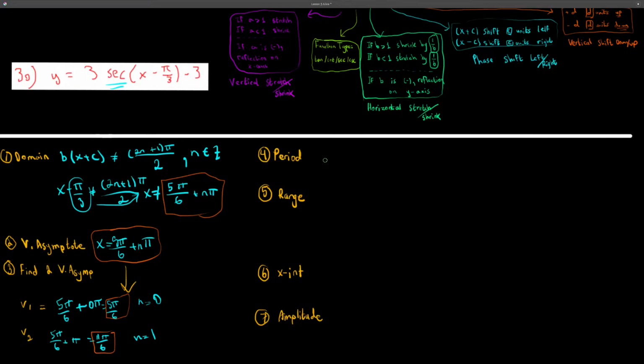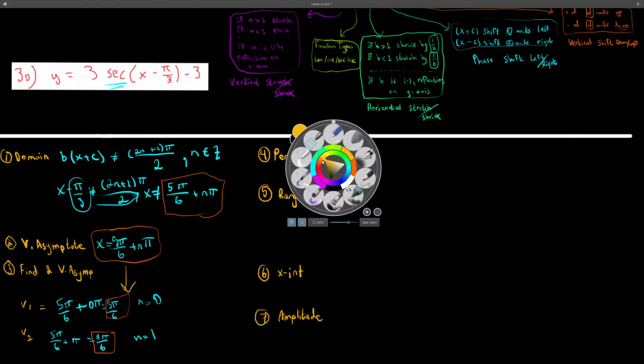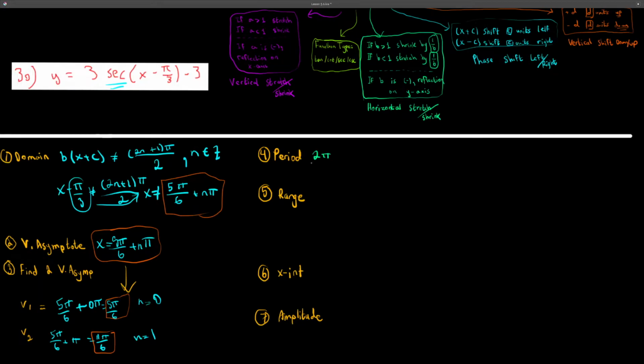Next up, we have the period. And as you know, the period of secant is 2 pi. So 2 pi over b, which is the formula for any period, is going to be equal to 2 pi. So knowing this, we can simply solve it. 2 pi over 1. Why is b 1 here? Because look over here. So we should probably mention what a, b, c, and d are.